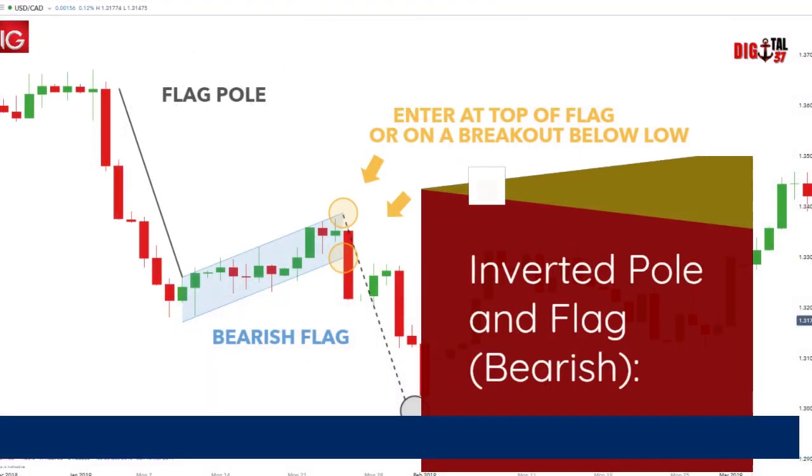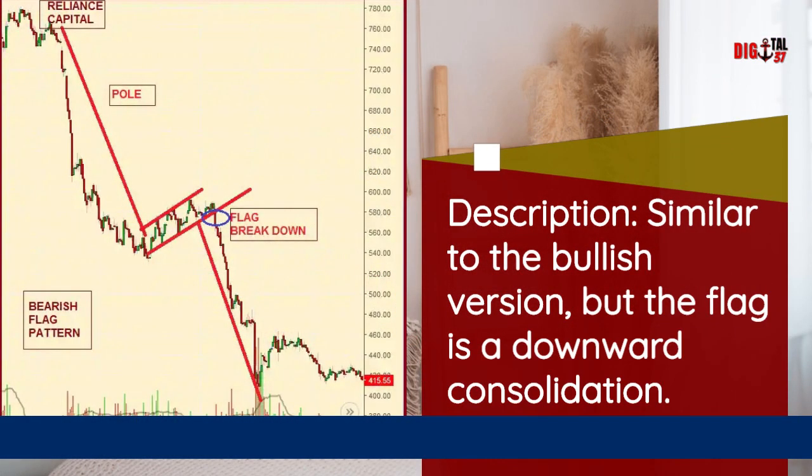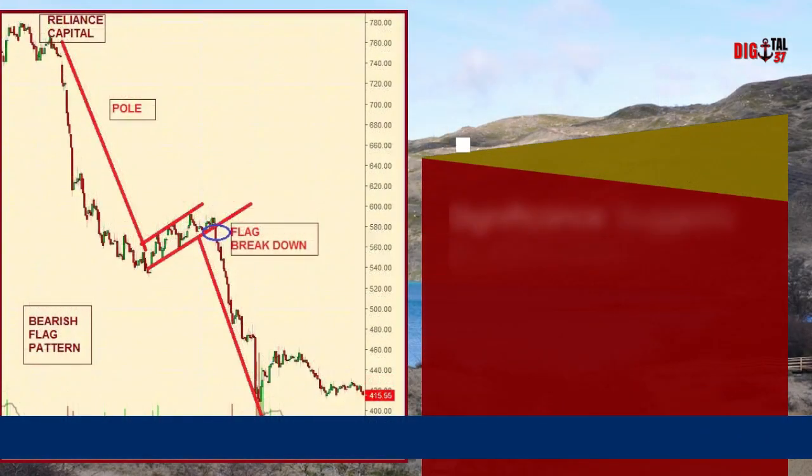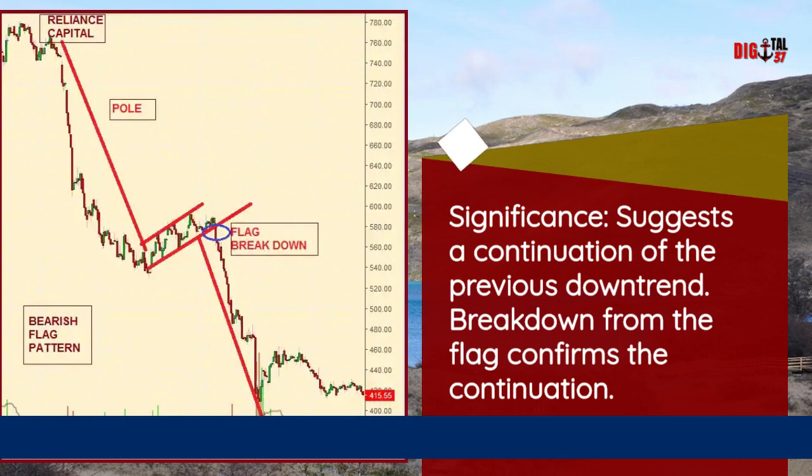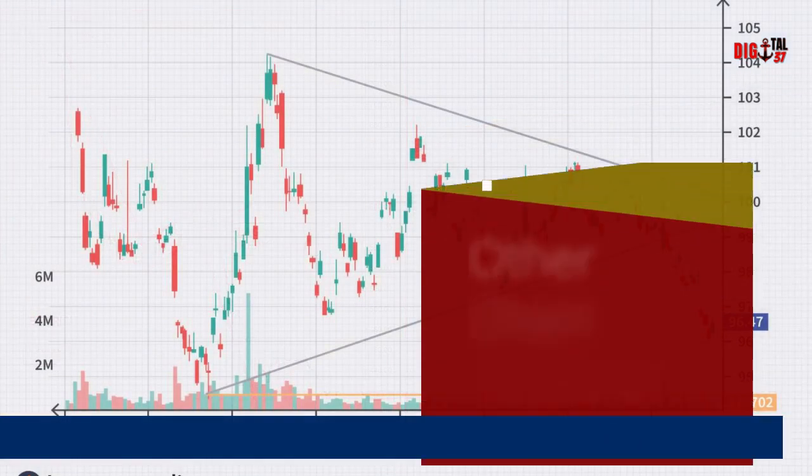Inverted pole and flag, bearish. Description: similar to the bullish version, but the flag is a downward consolidation. Significance: suggests a continuation of the previous downtrend. Breakdown from the flag confirms the continuation.